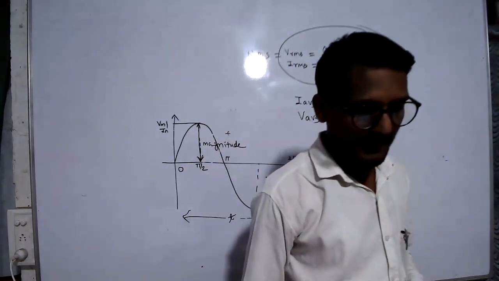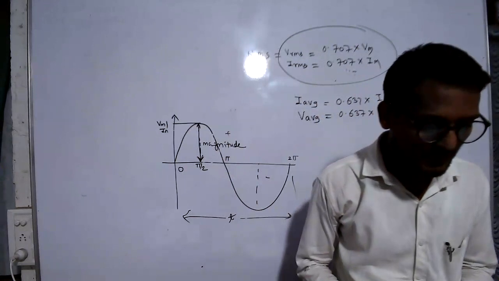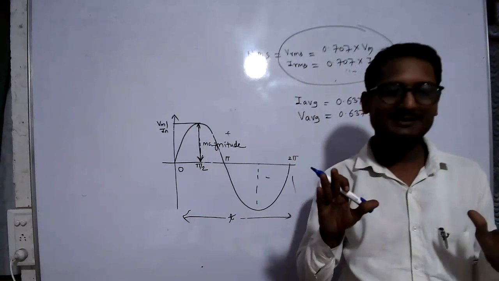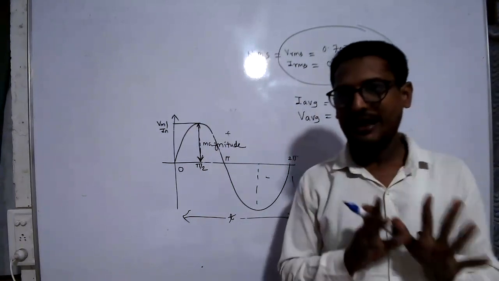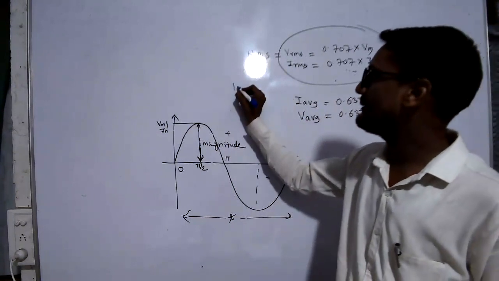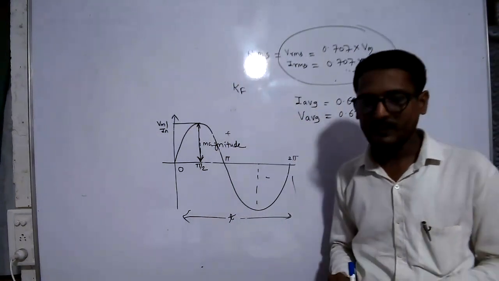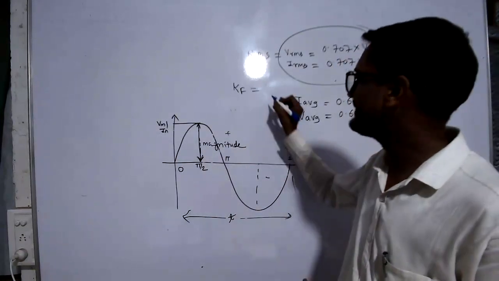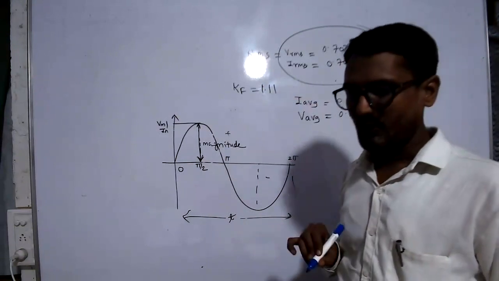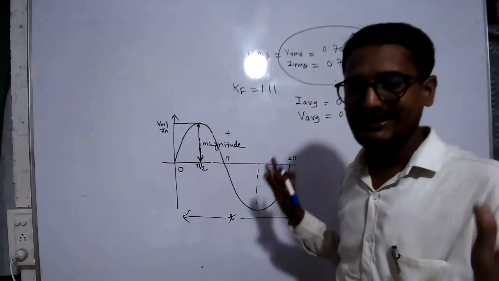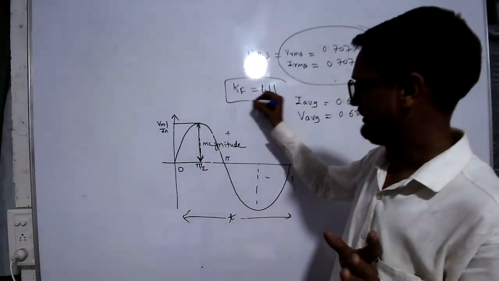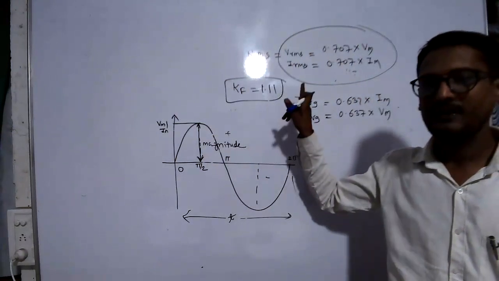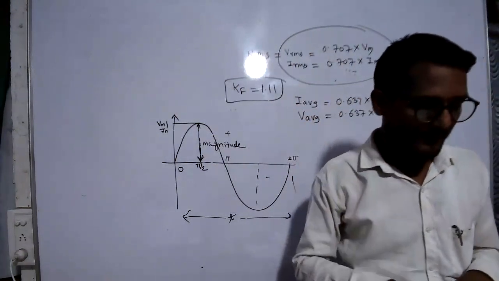Next is the form factor. Form factor is the ratio of RMS value to the average value. It is denoted by KF, and the value of the form factor is always constant. That is 1.11, and it is a unitless quantity. That means KF equals 1.11.